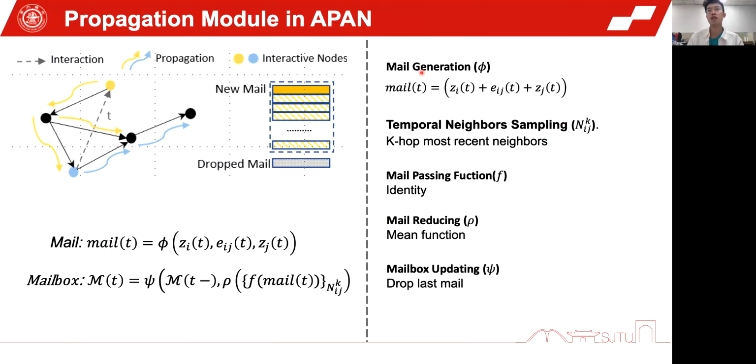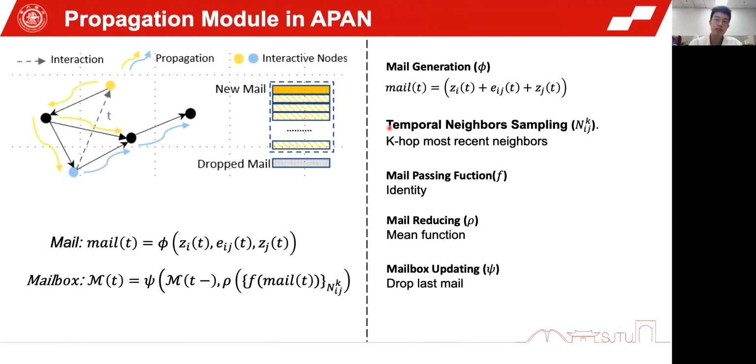The first part is mail generation. Once a node is involved in an interaction, APAN aims at generating a mail to record what happens in that interaction. A simple form of mail is just a sum of this node's embedding and the edge features. And we use the simplest form to establish our model.